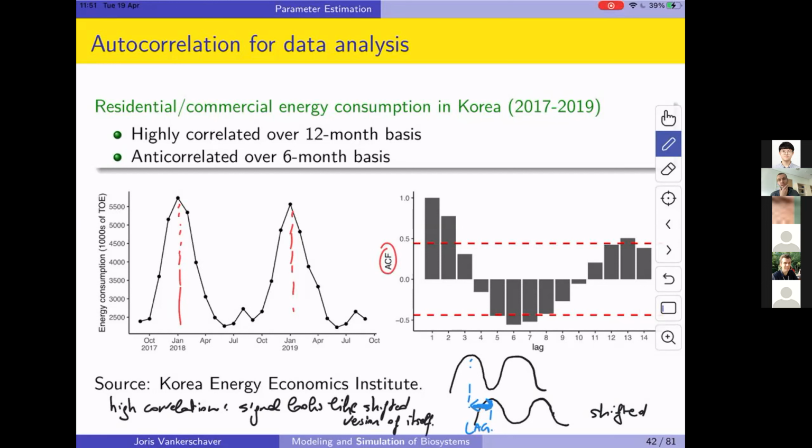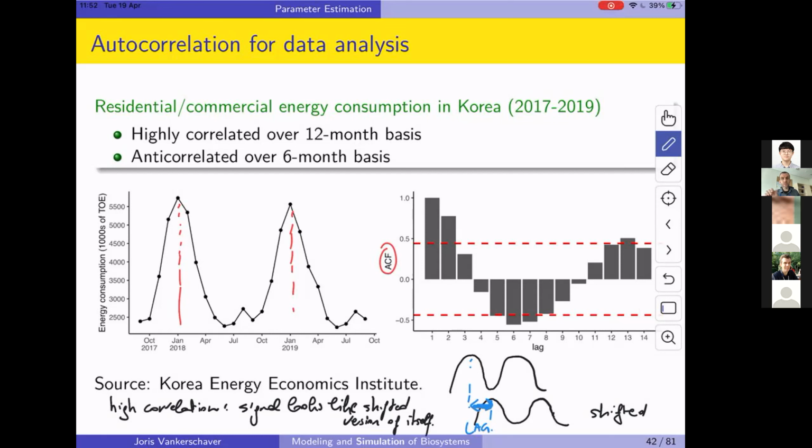And now let's think about that from a physical perspective. If I take the Korean power consumption and I shift it by 1 month, that shifted signal is probably still going to look a lot like the original version. It's again 2 peaks, slightly offset. So what that means is that my correlation is going to be high.